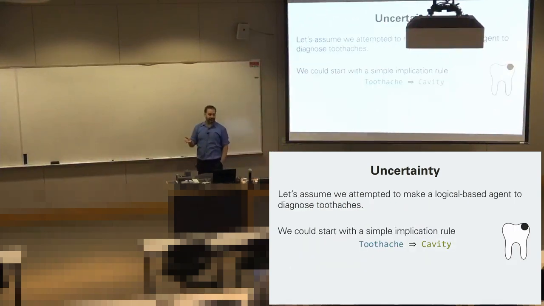Here's some examples, right? Let's think about maybe wanting to use AI in the medical field to identify what's going on in a patient. Okay, maybe I make the rule that if a patient comes into the office complaining about a toothache, all right, well, I could make a rule that toothache implies that the patient has a cavity. What's wrong with this problem?